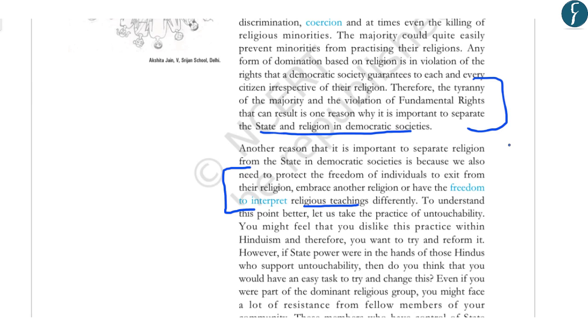So, the two important reasons for the separation of state from the religion are that there should be no tyranny of majority and violation of fundamental rights of the minority. And secondly, there is a need to protect the freedom of individuals to exit from the religion, to embrace another religion, or have the freedom to interpret the religious teachings differently.